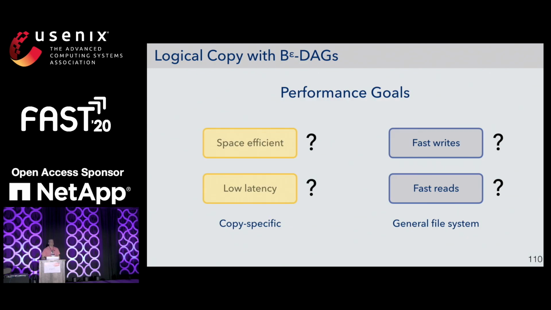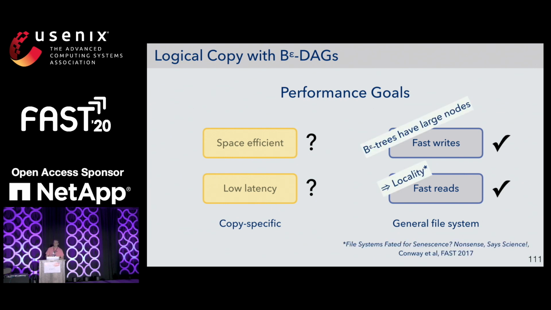So let's revisit our performance goals and look at what we have with B to epsilon logical copy and B to epsilon DAGs. We get the stuff on the right for free, because B to epsilon trees have large nodes, and that guarantees us a high amount of locality. We go into great detail on this in our FAST 17 paper, File Systems Fated for Senescence, Nonsense as Science. But with copy on abundant write, we also have space efficiency, because this process gives us an algorithmic upper bound on how much extra space we can use per unit of new data.